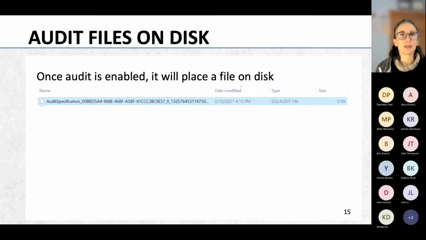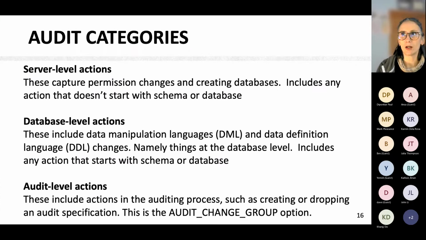If you want to collect and centralize this stuff, which I recommend highly, then you need to know how fast your files are going to fill up based on how much you're collecting. So we have a few audit categories here. So we have server level, which is like permission changes if you're creating a database or a login or stuff. We're going to go through kind of what these are so you can see more detail.